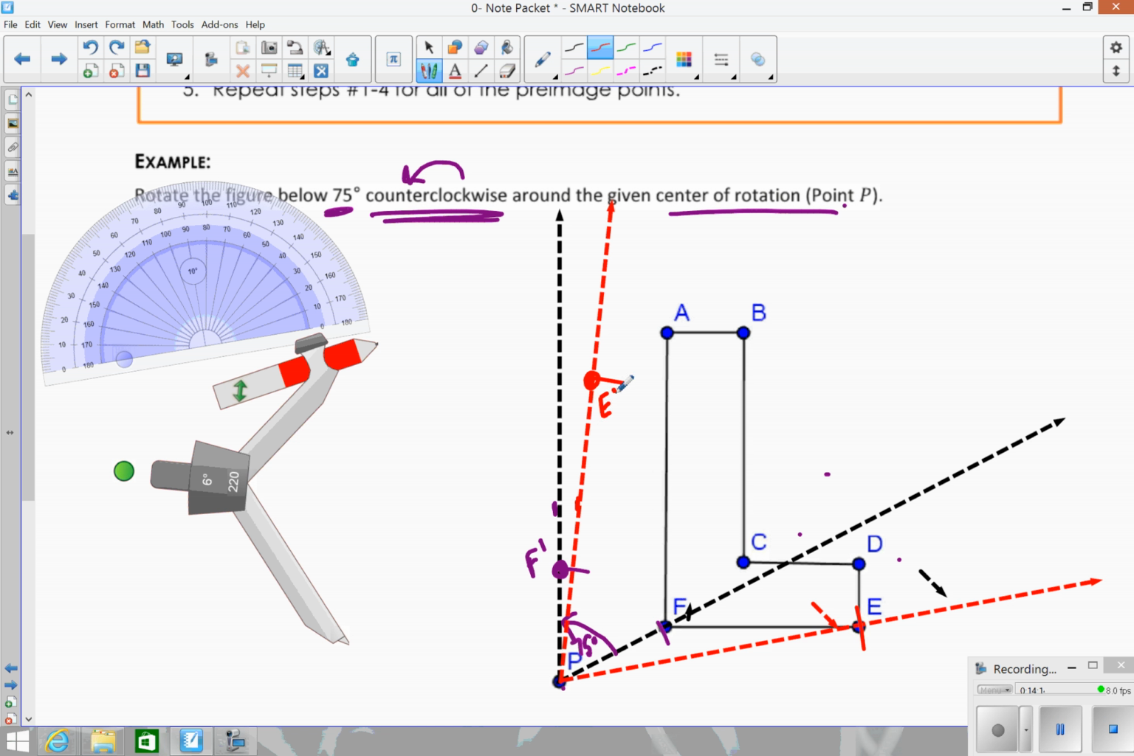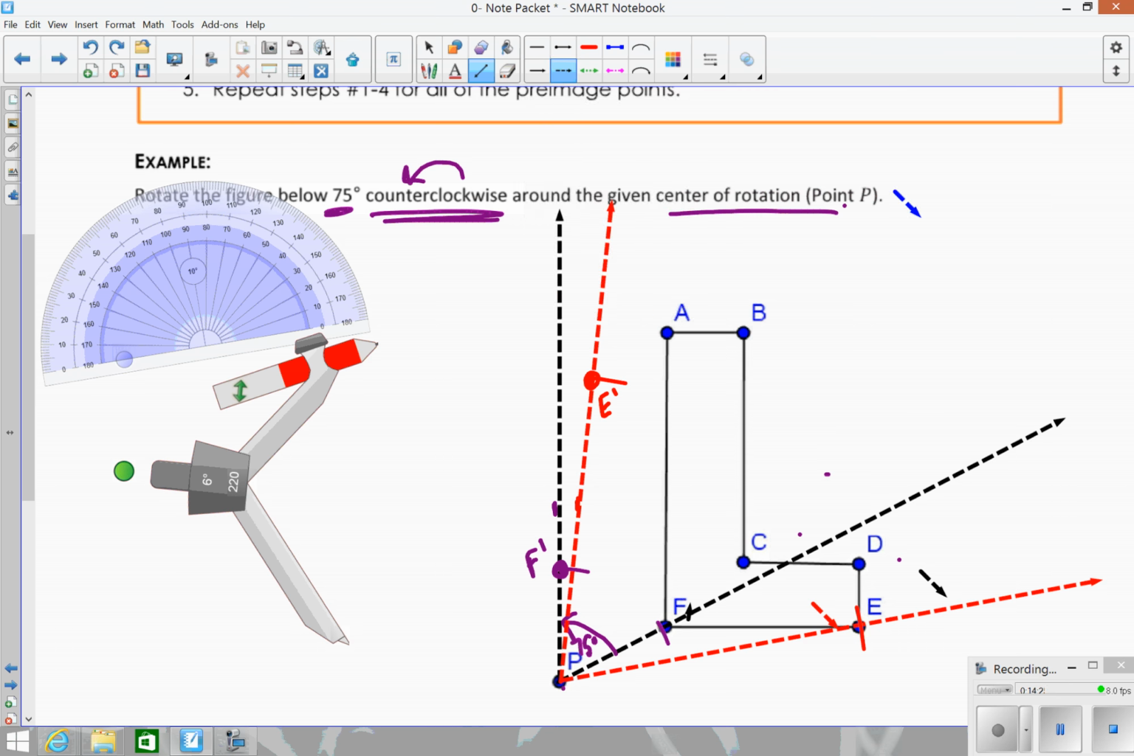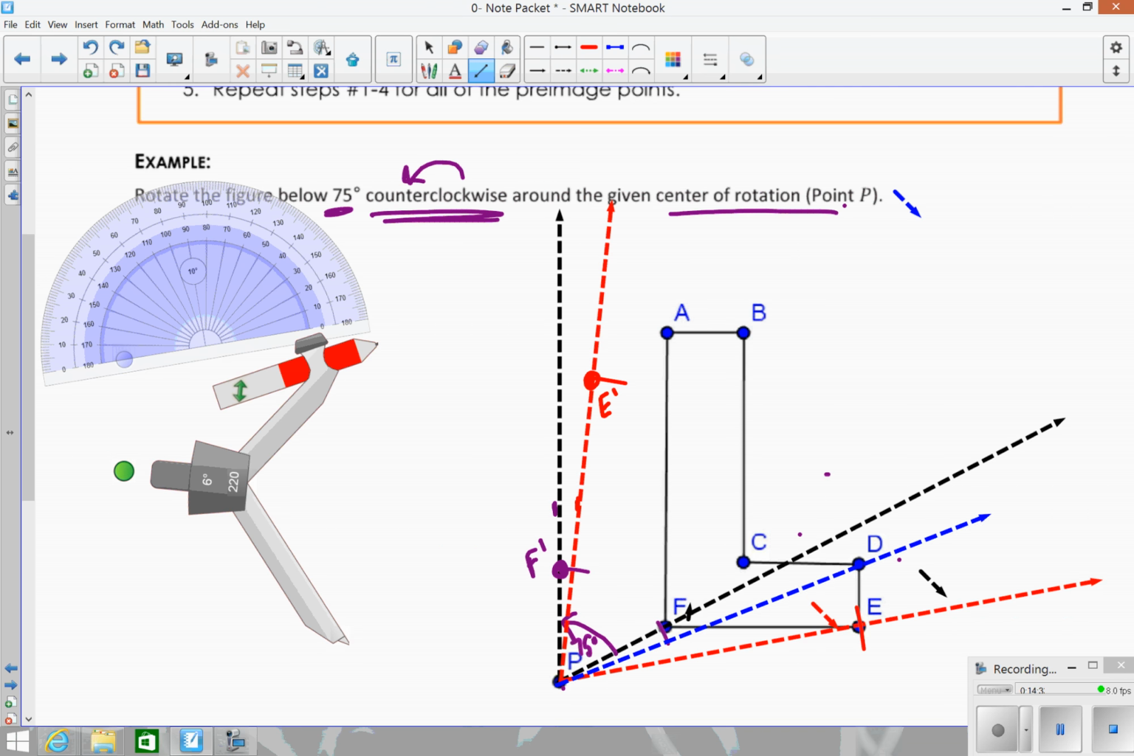So E prime. Then I'm going to do, let's say, point D next. So let's go ahead and start with your ray. Start with the ray, draw a line through it, or draw a ray through. I'm going to make this a different color. Draw a ray through point D, starting at P.